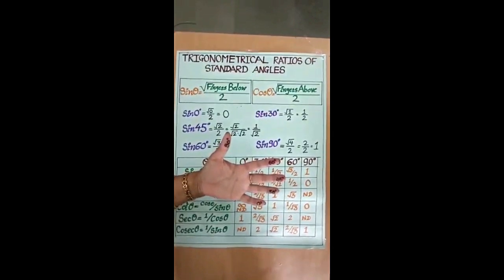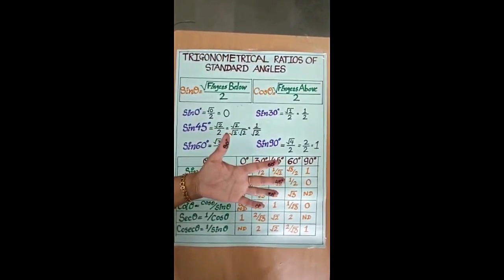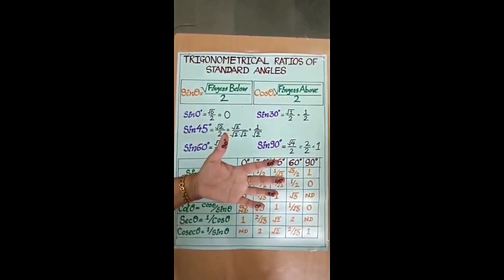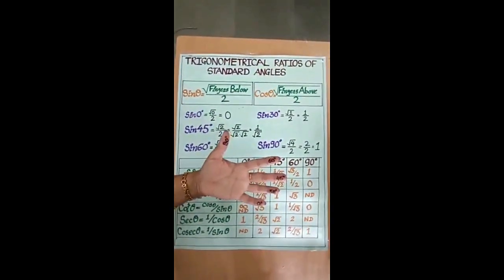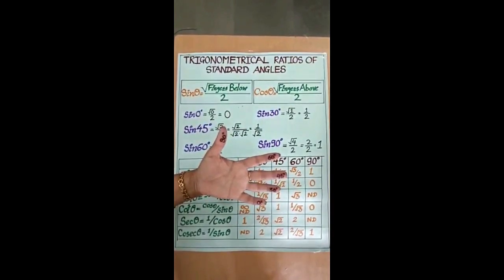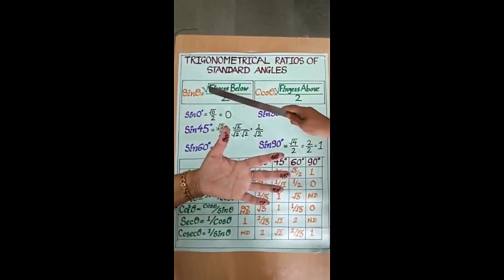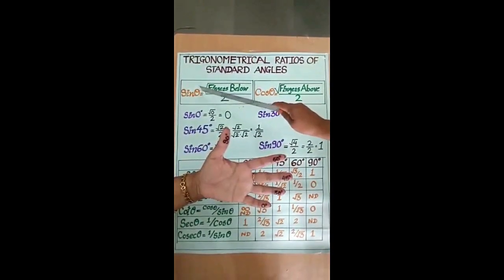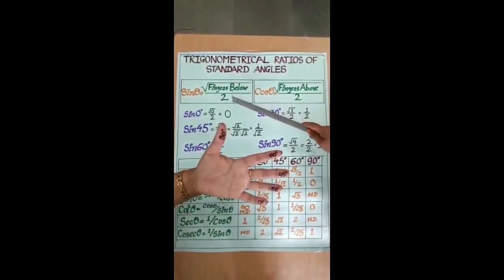Hello students. Today I'll tell you how to remember trigonometric ratios of standard angles. Remembering this table is very difficult, but if you use the magic trick, it is very easy. For that, you need to remember only one formula: sin theta equals under root fingers below divided by 2.